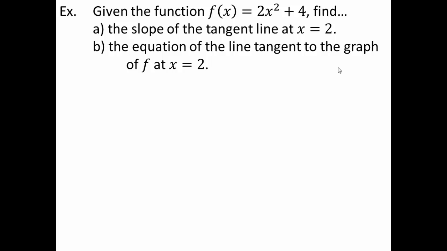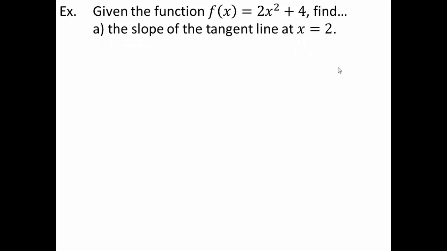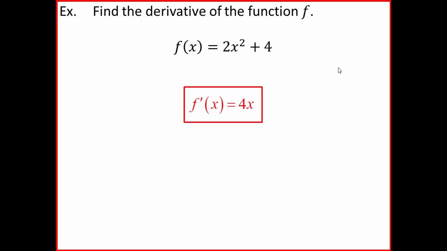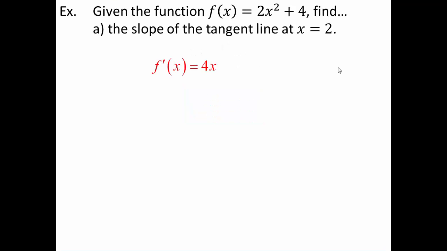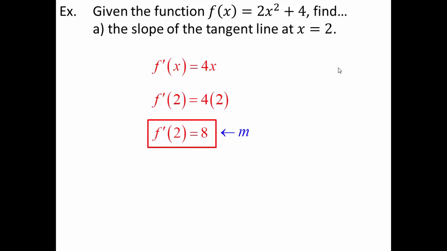You should be looking back in your notes. So what's the derivative of 2x squared plus 4? Hopefully you found in your notes that the derivative was 4x. So now starting with the derivative of 2x squared plus 4, which was 4x, to find the slope of the tangent line at x equals 2, let's just plug in x equals 2. So f prime of 2 is 4 times 2, which is 8. So there we go. Our slope at x equals 2 is 8.